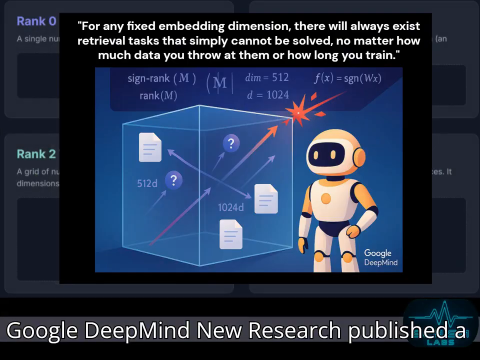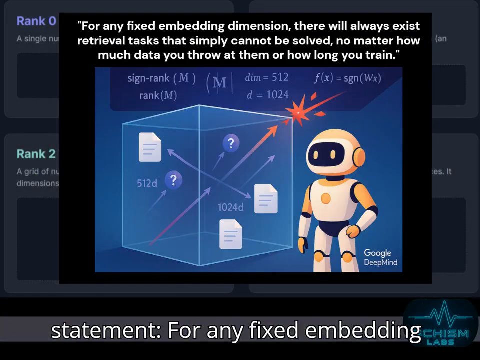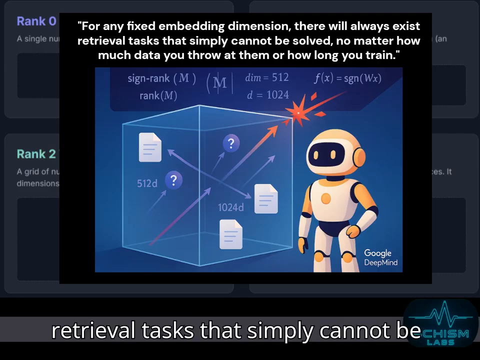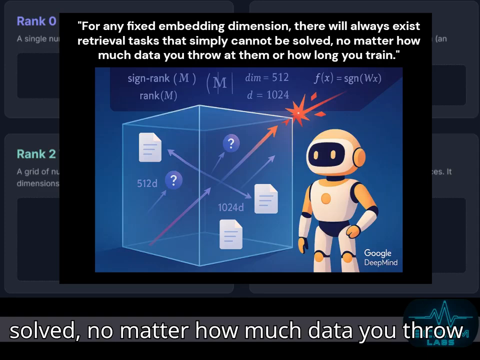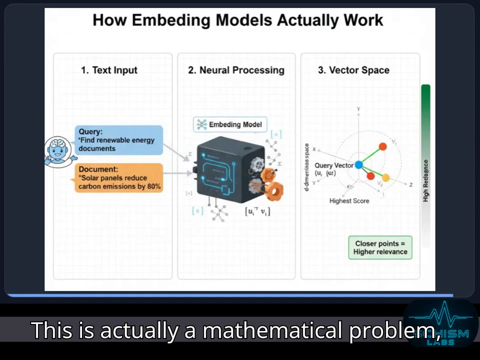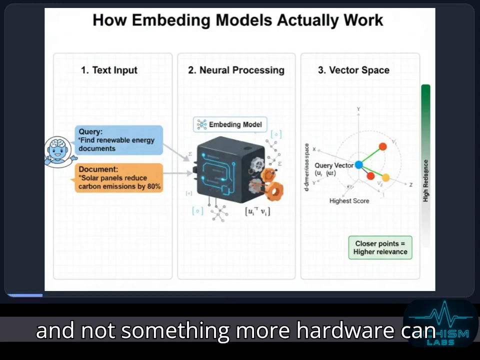Google DeepMind's new research published a statement: for any fixed embedding dimension, there will always exist retrieval tasks that simply cannot be solved, no matter how much data you throw at them or how long you train. This is actually a mathematical problem, and not something more hardware can solve.